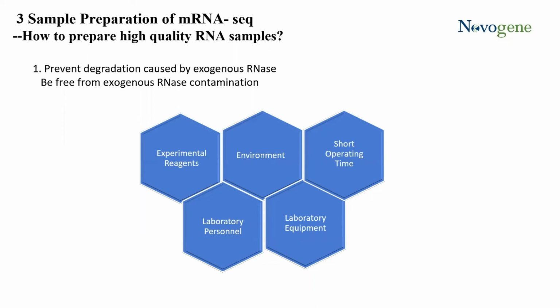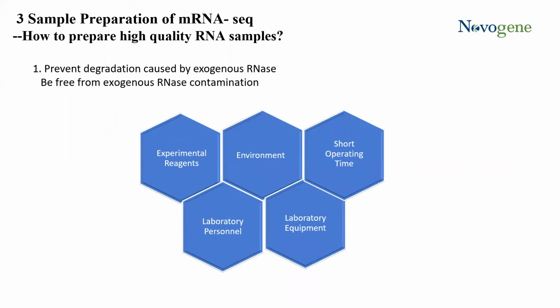So, the experimental reagents: make sure the reagents that you are using to process your RNA samples are not expired, have not been opened for a while, and have not been sitting on the shelf for a long period of time. Make sure you use good reagents for your RNA extraction procedures, as well as the environment, the lab space, or the hood that you're working in. Make sure you decontaminate thoroughly before you start your RNA extraction procedure or RNA experiment.